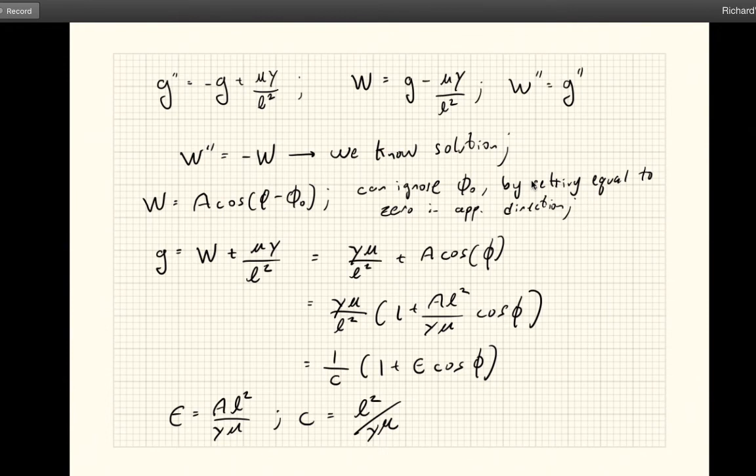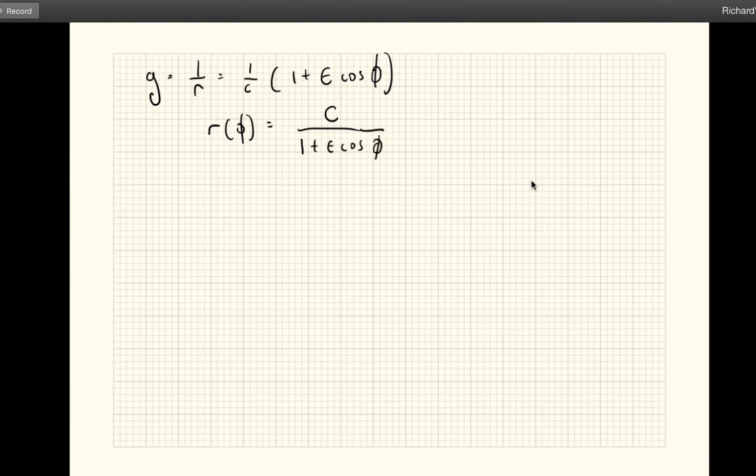Okay, so we've simplified this and we have some sort of solution to this problem that we can now look at in more detail. Okay, so let's now look at this. Okay, start to think about this. Again, we now have G, which is equal to 1 over R, if you recall, is equal to 1 over C times this 1 plus epsilon cosine of phi. But what's neat is we can now rewrite this as R of phi is equal to C over 1 plus epsilon cosine phi, right? So that's a pretty nice result that we're going to spend a little bit of time looking at.